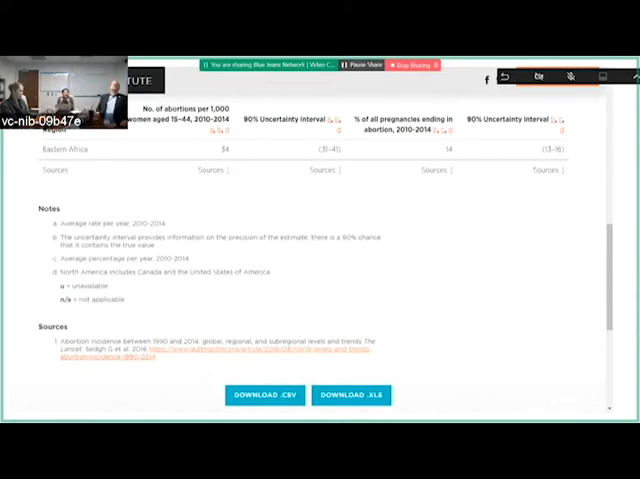So again, I encourage you to read the source to better understand the data that you're seeing. But it's a very quick way to develop and present a table.